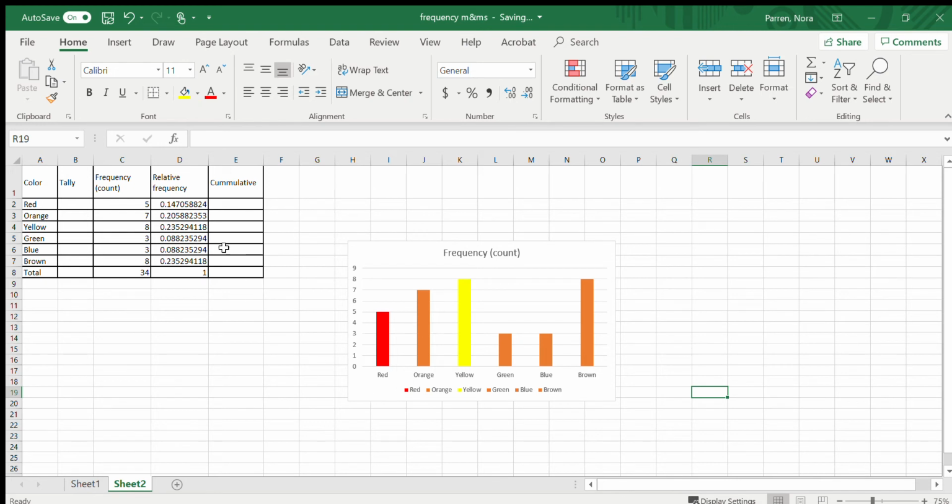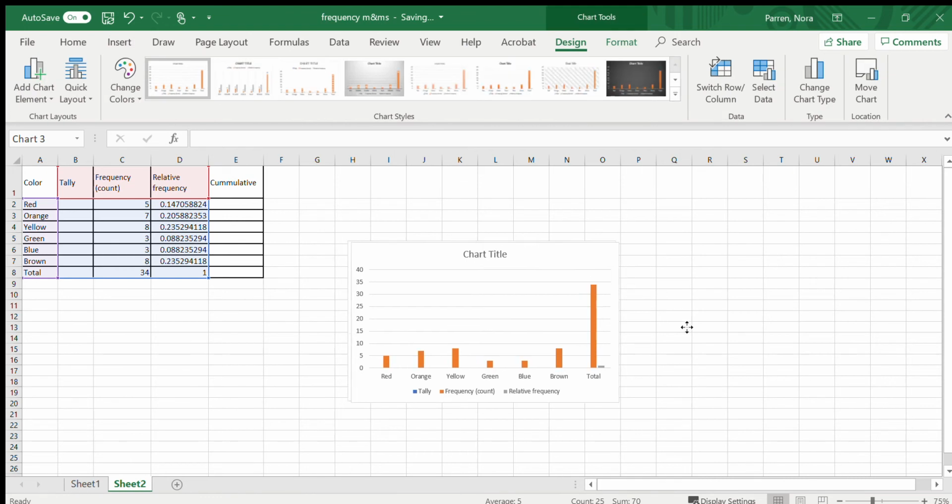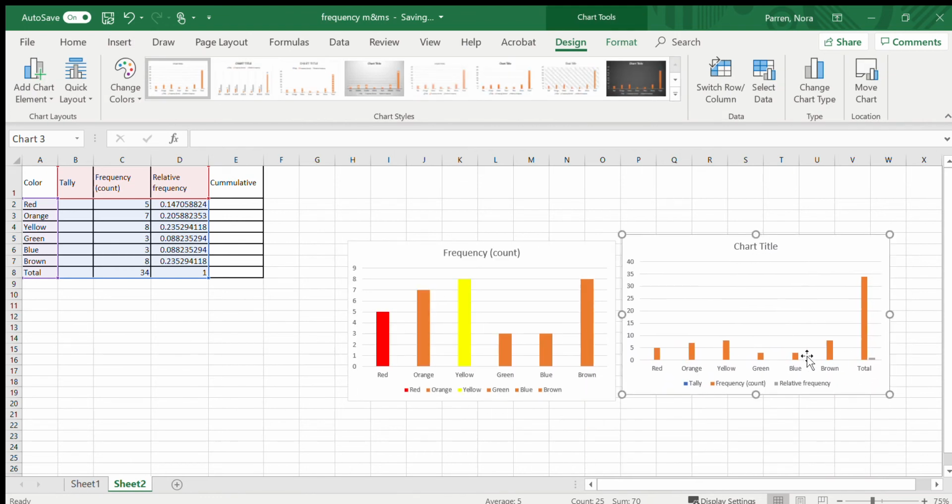So the other thing I want to do then is show you the difference between the frequency histogram and the relative frequency histogram, because those numbers look really different, don't they? There's the 5 to the 0.14, so you might think, okay, that chart's going to look like a totally different chart. But if I select all this stuff and I say I want to insert, I want to do a chart again, I want to do these columns, and I'll pull it over here. So what it's trying to do right now is do the tally column and the frequency column and the relative frequency column.